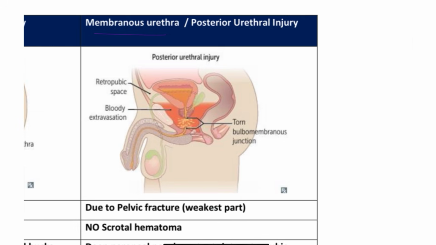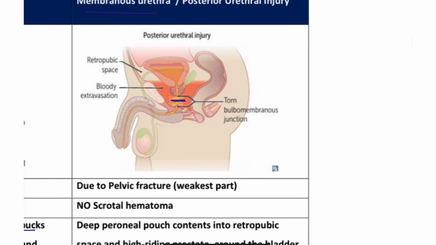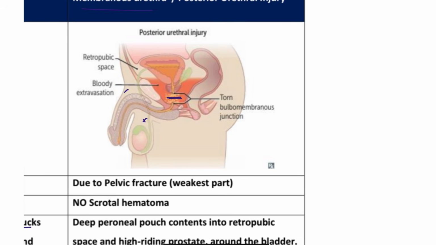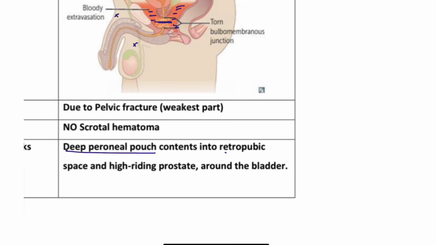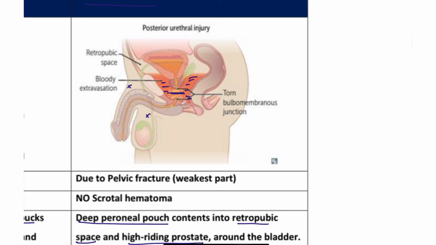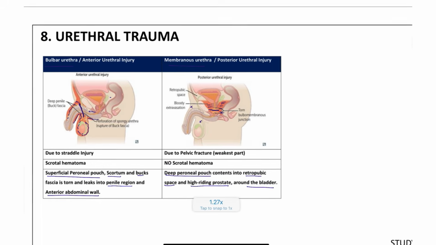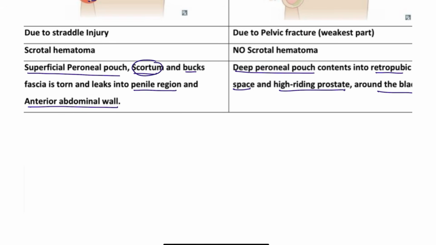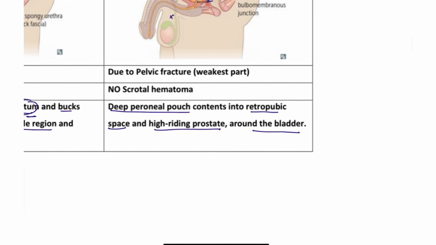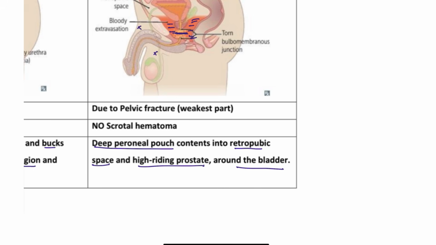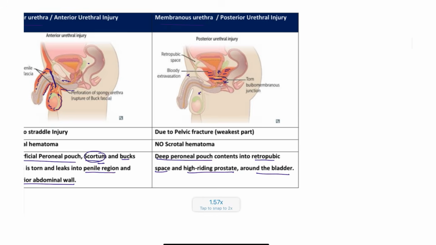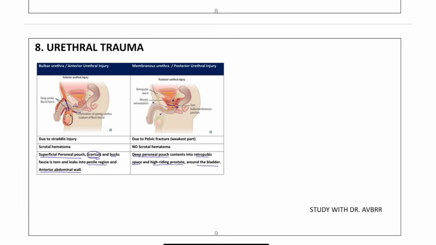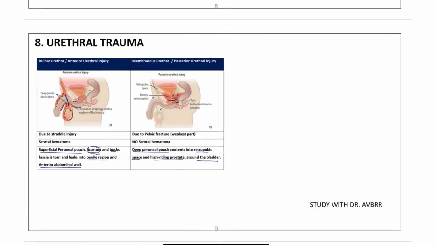Next, see here, this is the membranous urethra at this location. Membranous urethra, it cannot come here, right? But it will extravasate here only. So this is present in the deep perineal pouch and also retropubic space and also around the prostate and the bladder, but it is not on the anterior abdominal wall or the scrotum. So the main distinguishing feature is the scrotum filling. Scrotum filling is seen in the anterior one. Scrotum is not filled, and only around the location of the prostate, then it is known as the more proximal membranous urethra and the posterior urethral injury.